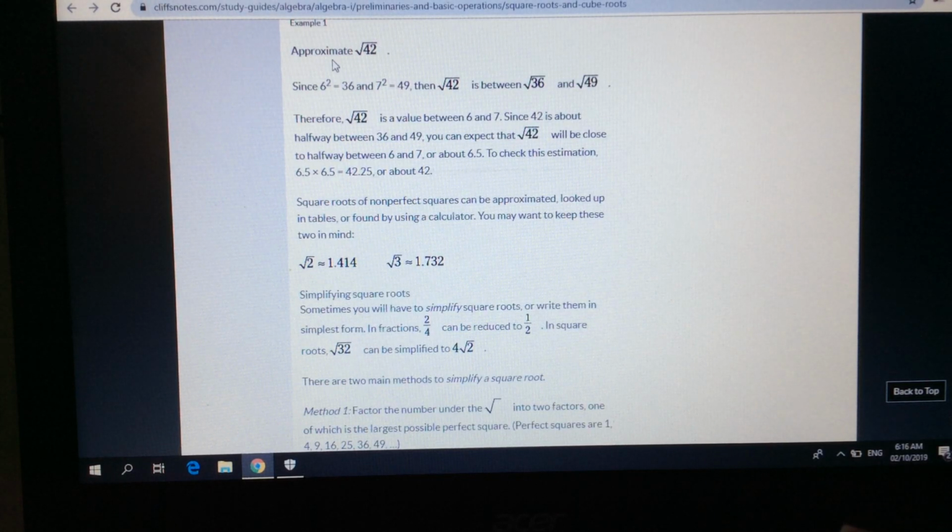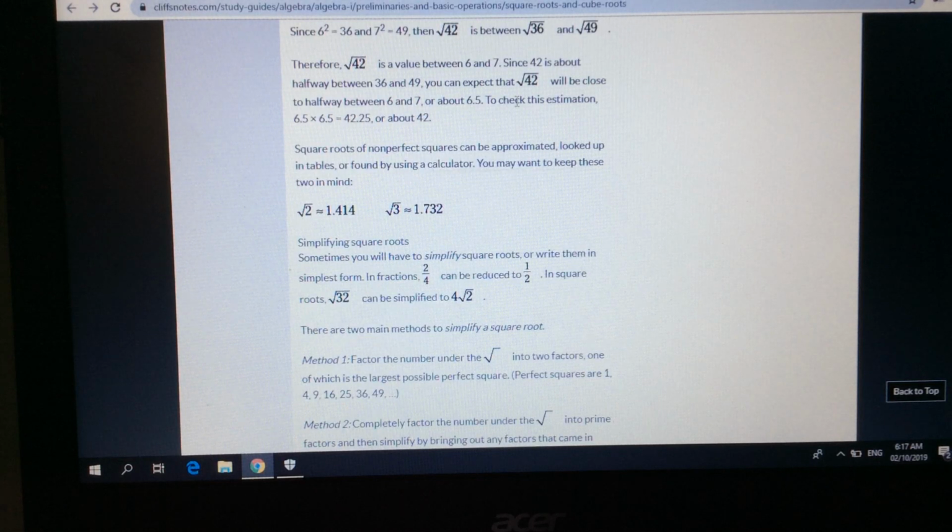So the approximate square root of 42. Since 6 squared is equal to 36 and 7 squared is equal to 49, then the square root of 42 is between 36 and 49. So, therefore, the square root of 42 is a value between 6 and 7. Since 42 is about halfway between 36 and 49, you can expect that the square root of 42 will be close to halfway between 6 and 7, or about 6.5. To check this estimation, 6.5 times 6.5 equals 42.25, or about 42.